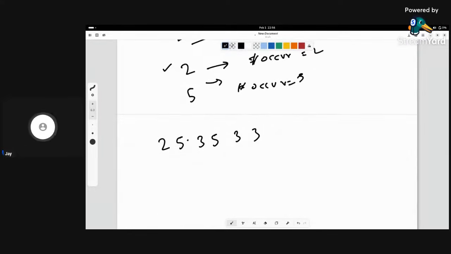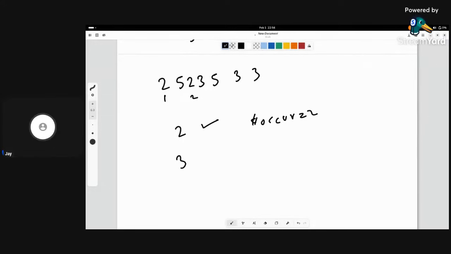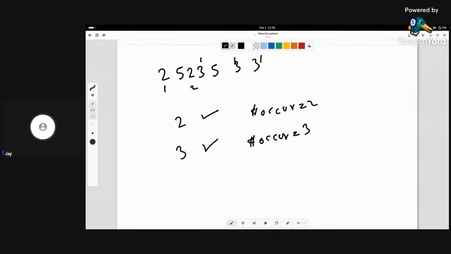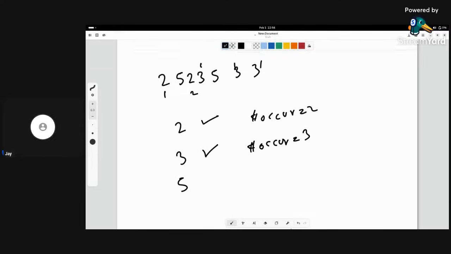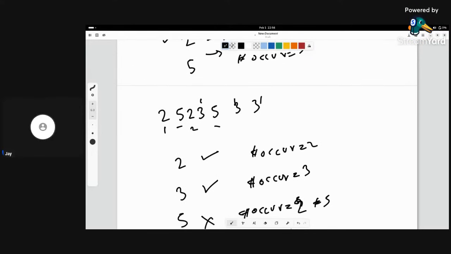Now 2 occurs 1 and 2 times. So you could have 2 as a part because the number of occurrences of 2 is equal to 2. Then 3 occurs 1, 2, and 3 times. So the number of occurrences of 3 is equal to 3. So it's good to have 3, 2 in the pair. But 5 occurs once and twice. So the number of occurrences of 5 is equal to 2, which is not equal to 5. So you can't have 5 in a pair and say that it's a good pair.